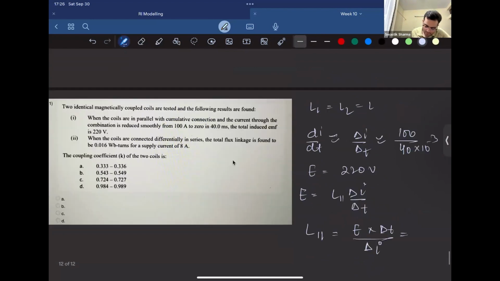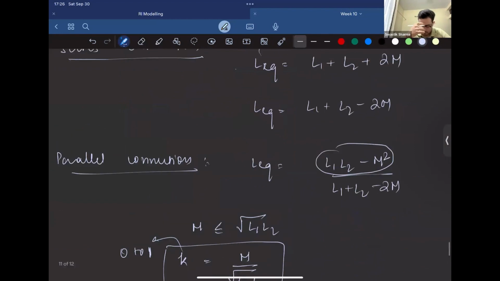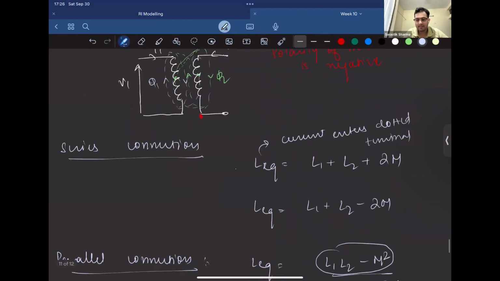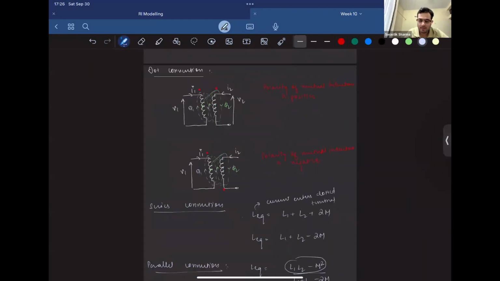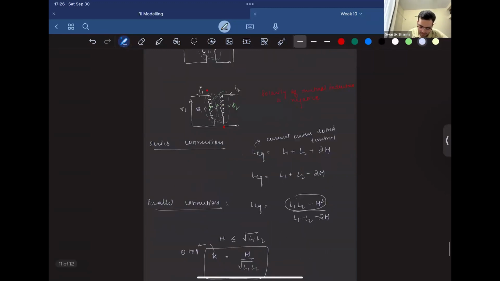So if you have doubts in this, please let me know. For the dot convention, just remember that if currents are entering the terminal, the mutual inductance polarity will be positive, and if it's leaving, the mutual inductance polarity will be negative. And for series connection, again, I gave you the gist of it, but you can follow sir's lecture material to get to know how these are derived.